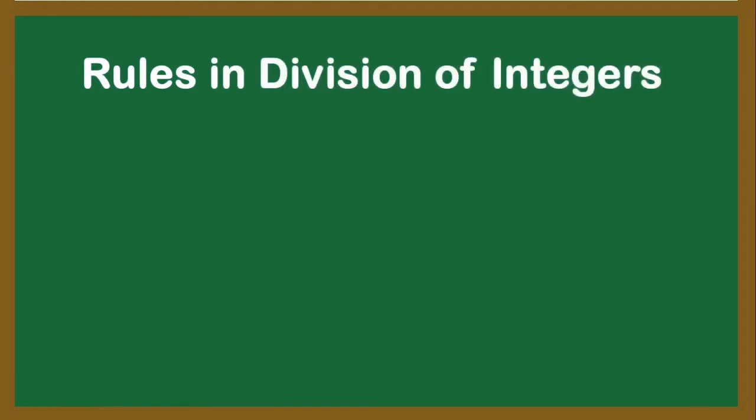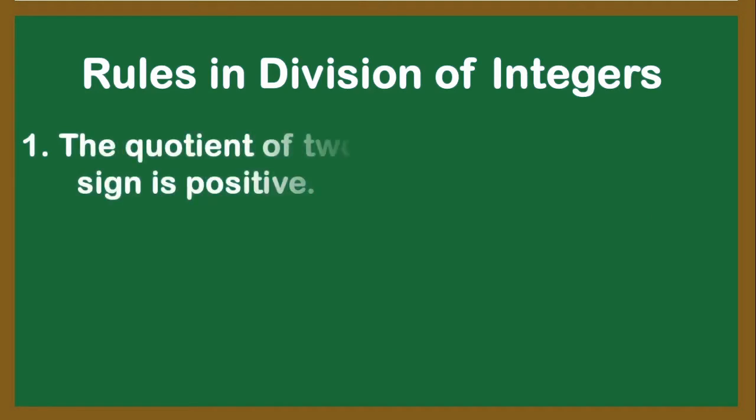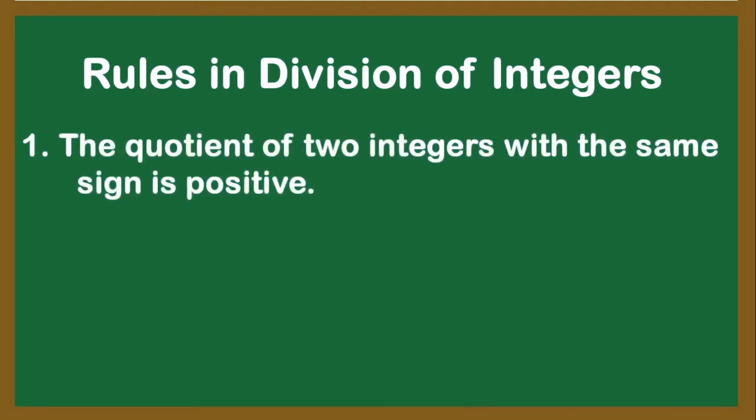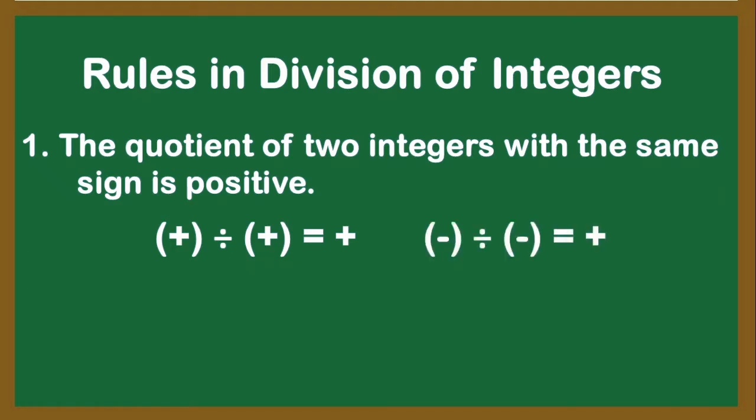Now this time, let us study the rules in division of integers. The rule number 1, the quotient of two integers with the same sign is positive. Let's say a positive integer divided by a positive integer equals a positive integer, or a negative integer divided by a negative integer equals a positive integer.